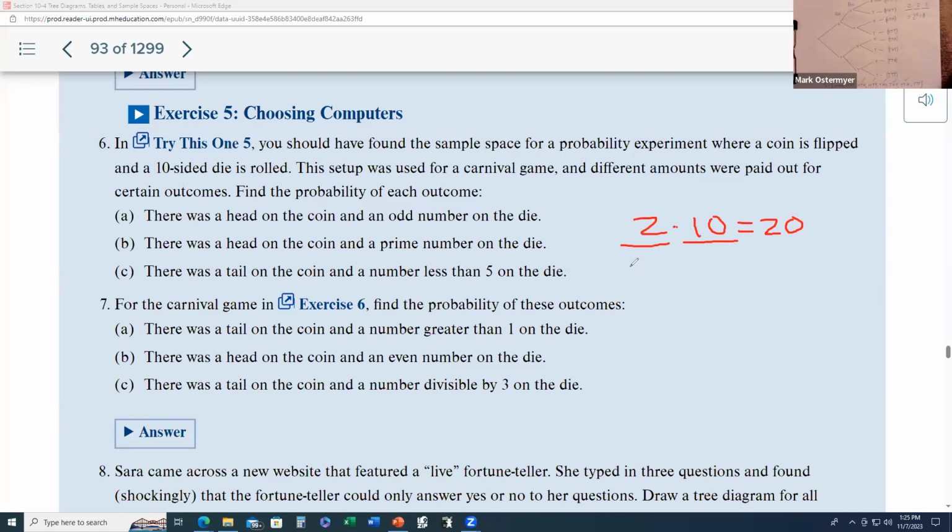You could either go by way of tree or you could go by way of table. I would like you to think about this and see if you can come up with a table that represents all 20 of these outcomes here. Flipping a coin and then rolling a 10-sided die, that's the experiment. First of all, just come up with the table of the 20 outcomes, and then we can start answering some of these questions, okay? So let's do the table first for number 6.